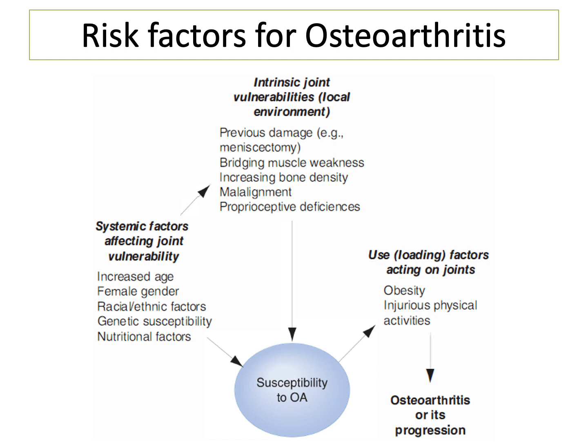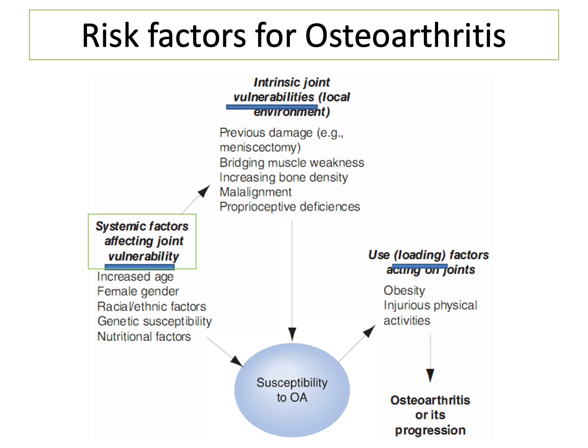So these are the risk factors for osteoarthritis. Joint vulnerability and joint loading are the two major factors contributing to the development of osteoarthritis. For the systemic factors affecting joint vulnerability: increased age. Age is the most potent risk factor for osteoarthritis. Female gender. The prevalence of osteoarthritis is higher among females than males.